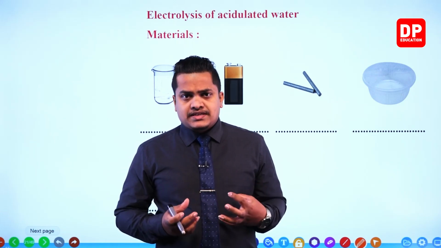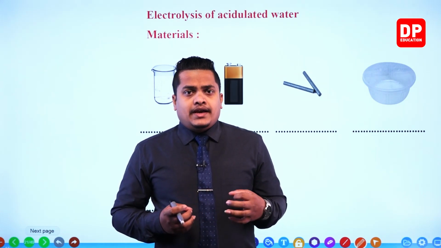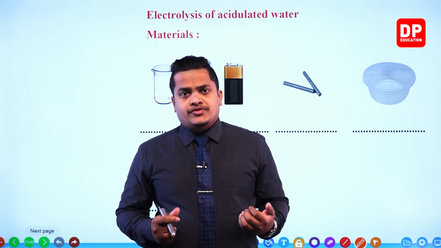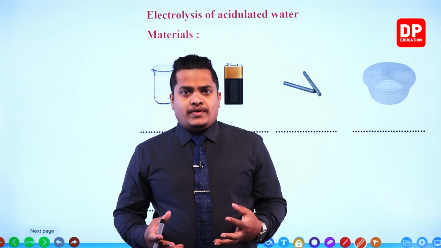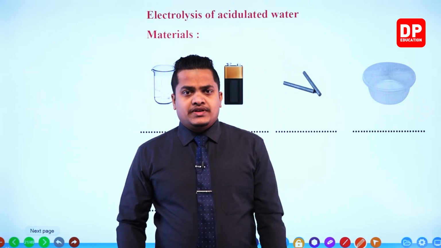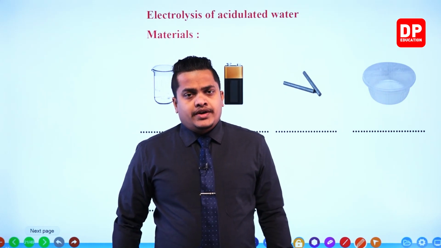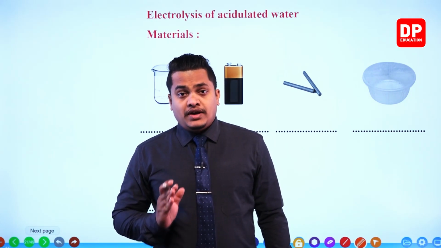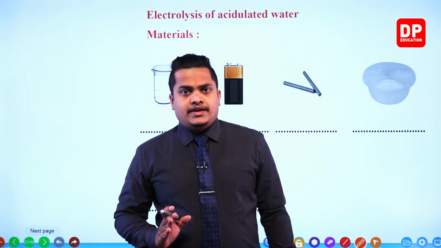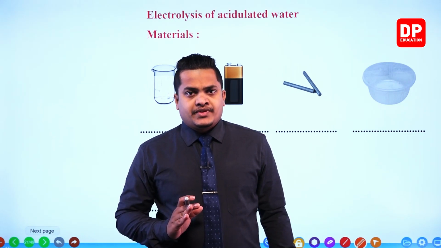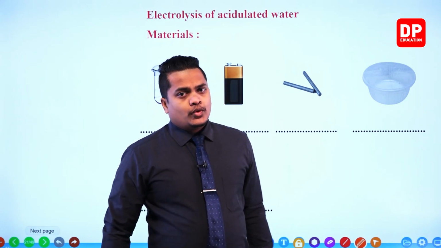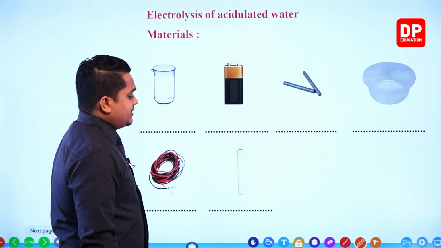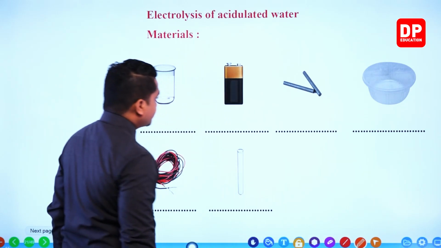took copper sulfate solution, right? And by using the copper sulfate solution, we observed what changes occur when you provide electricity to the copper sulfate solution. Now within this experiment, we'll be using acidified water or acidulated water in carrying out the process of electrolysis, right? So to do this experiment, my dear children, we'll be needing these materials. So let's see what materials we need.